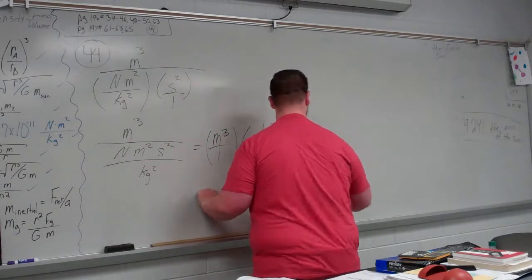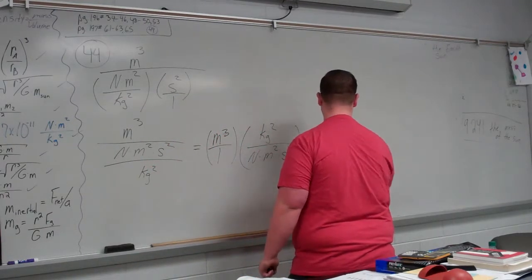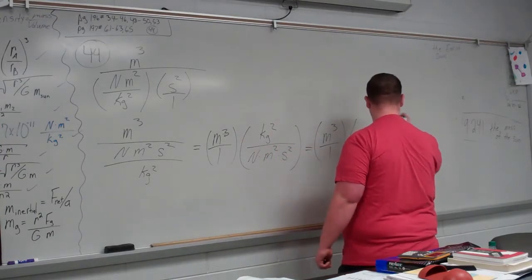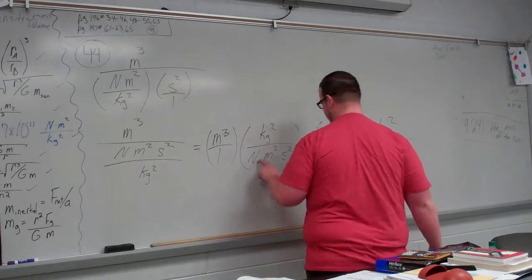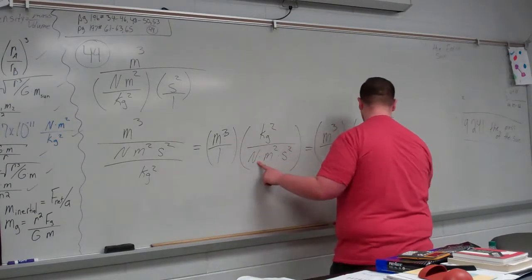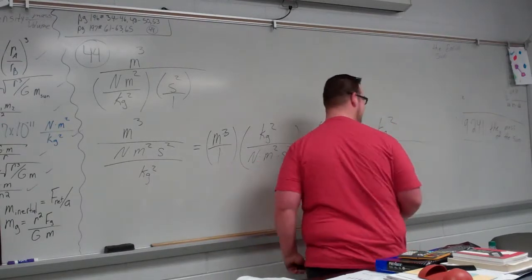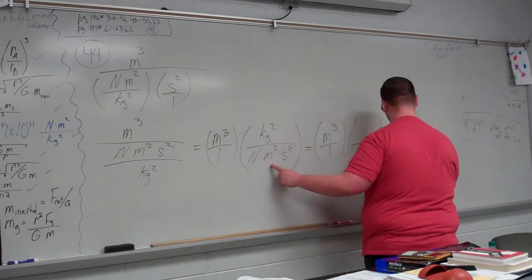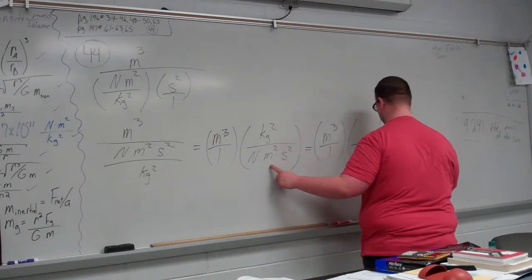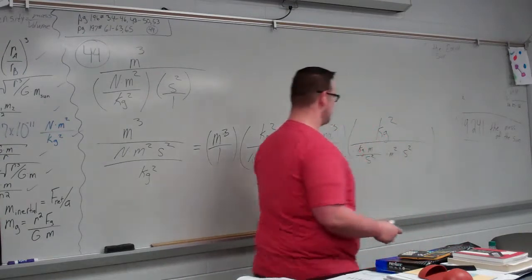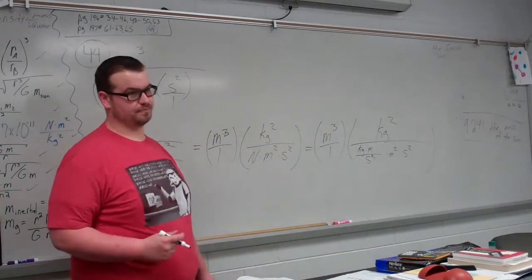So this is equal to meters cubed over 1 times kilograms squared all over, what's a Newton? A kilogram times a meter over second squared, times meter squared, times second squared. And now I can start canceling things out.